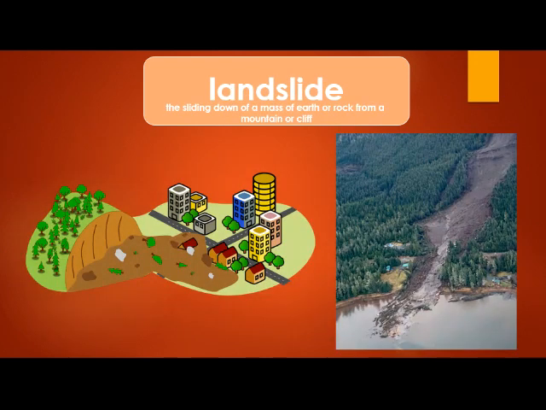Next, we have landslide. A landslide is the sliding down of a mass of earth or rock from a mountain or cliff. So right here we have this little animation. You can see this was a hill that probably went all the way over here, but now it's flattened and you can see these homes that were built over here. Some of them are even buried in some of this earth that slid down.